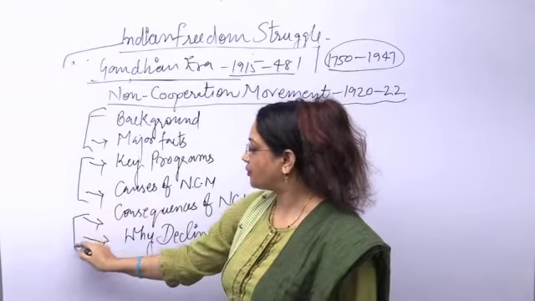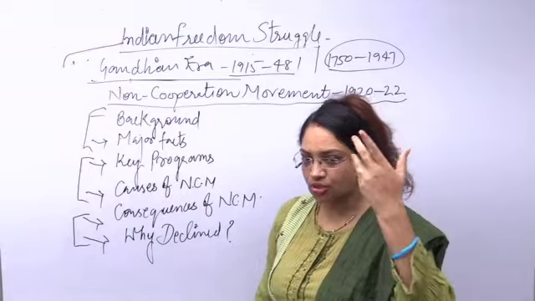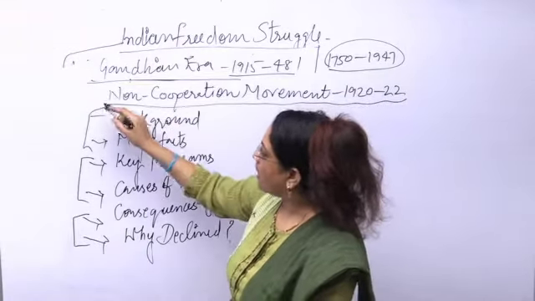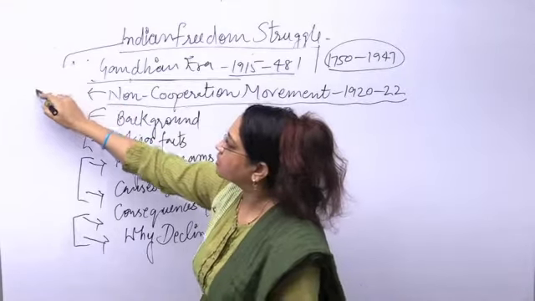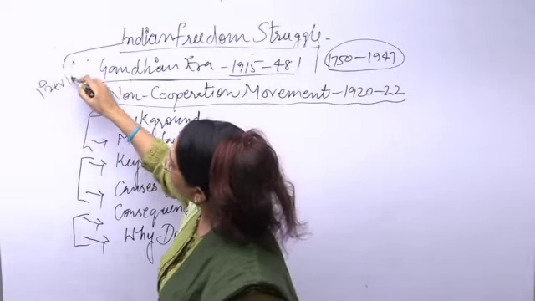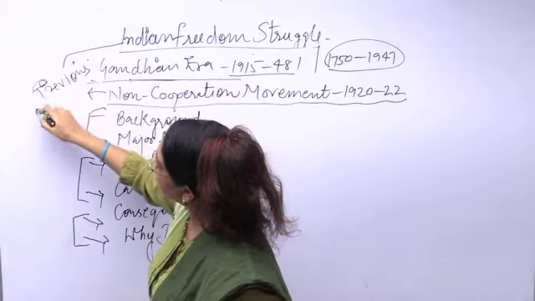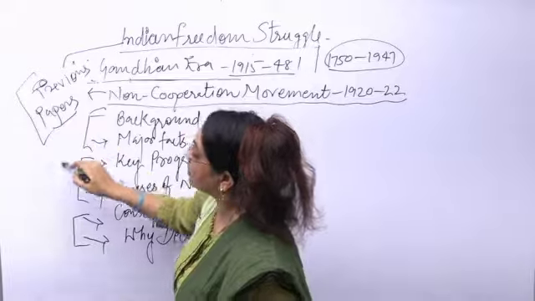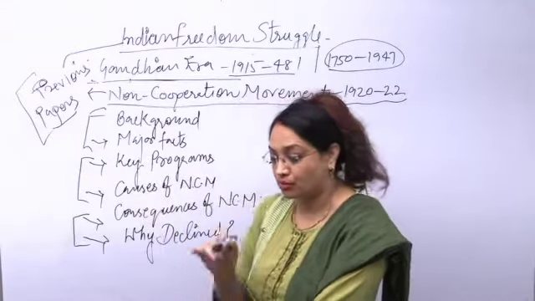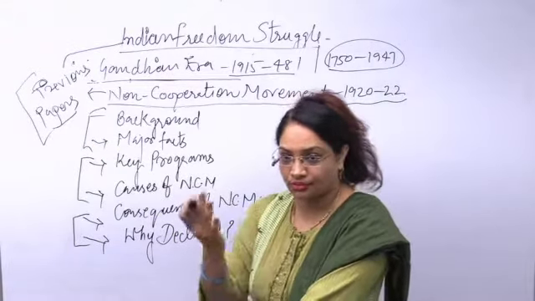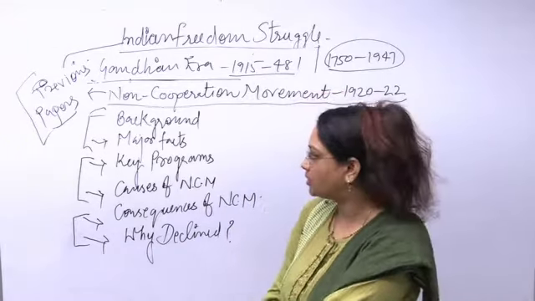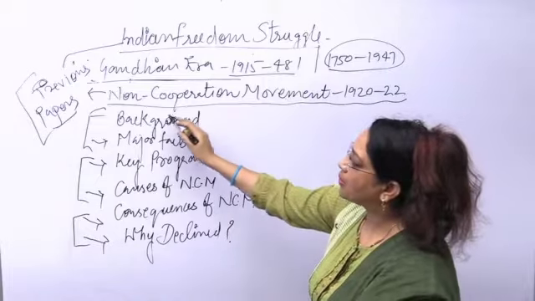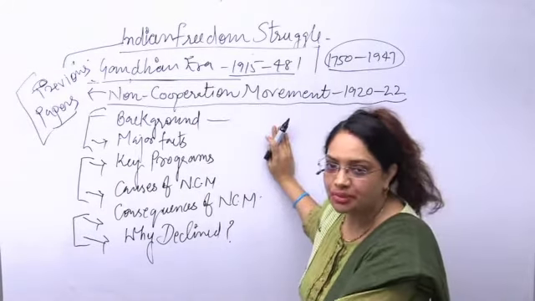In this way, we have to make some structure in our mind. First of all, we have to go through previous papers, to see what kinds of questions were asked in previous papers on the non-cooperation movement. In that way, we will mold our syllabus, we will mold our strategy of studying and memorizing, right? So if we are going to study the non-cooperation movement, we have to understand the background. What is the basic background?